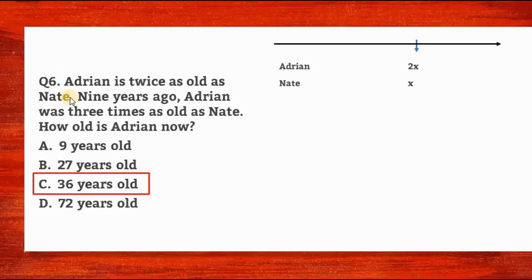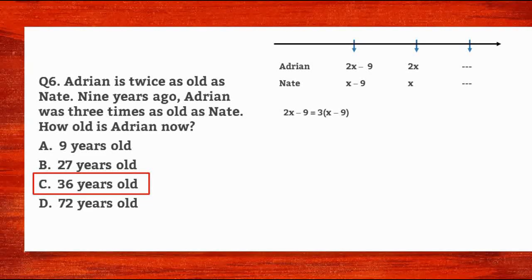as old as Nate. Now the problem states 9 years ago. So we set Adrian's age 9 years ago as 2X minus 9, and we set Nate's age 9 years ago as X minus 9. Note that this problem does not involve the future age or the future time.